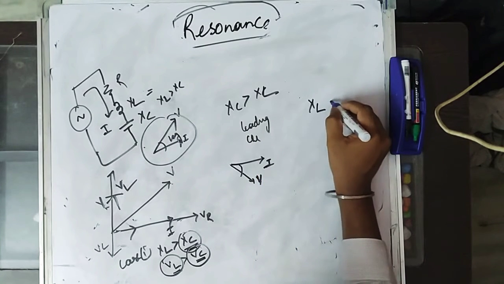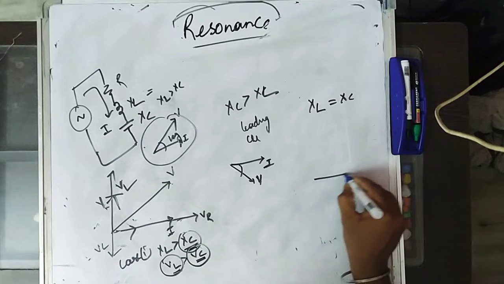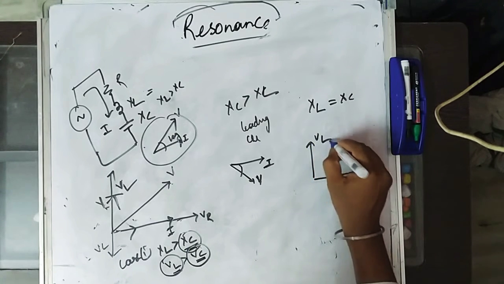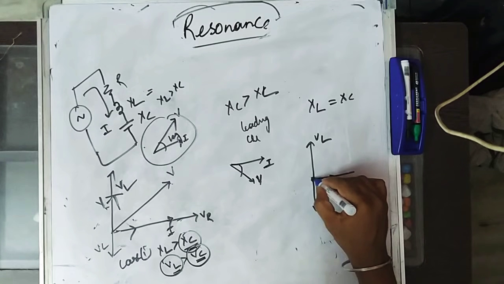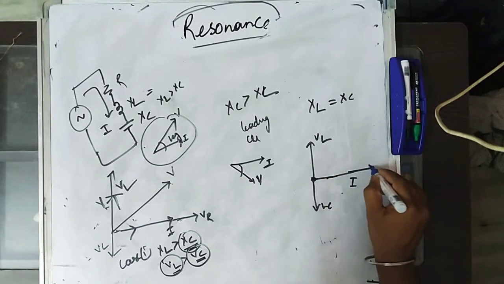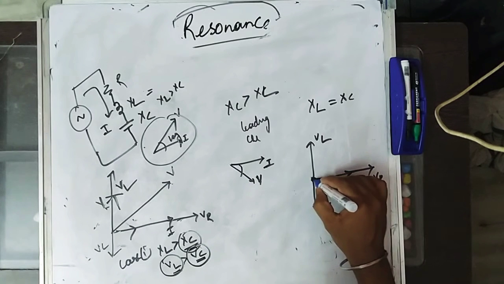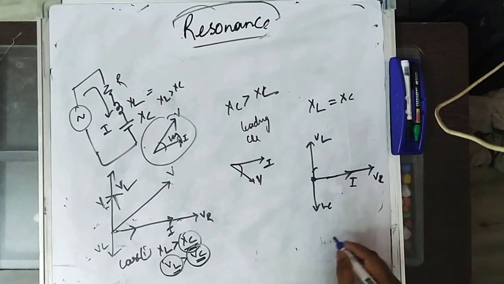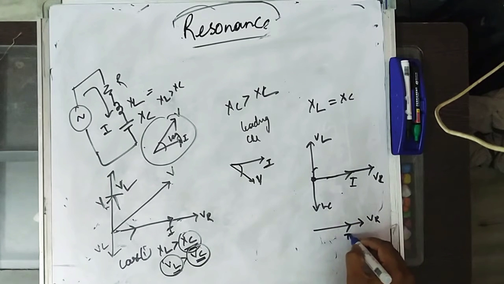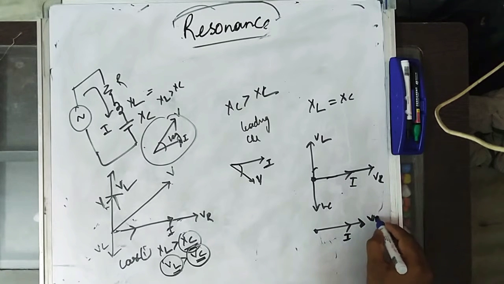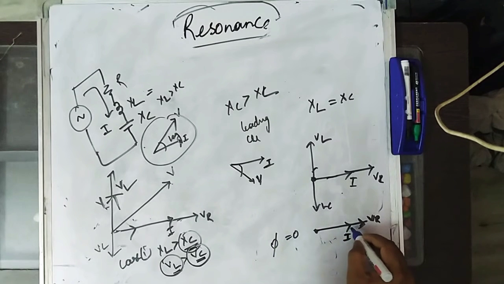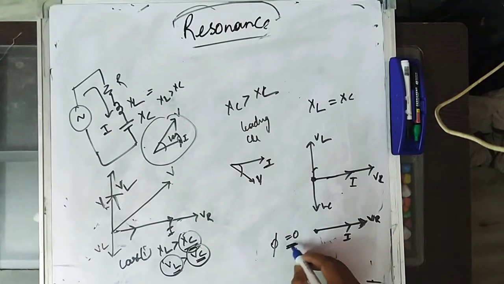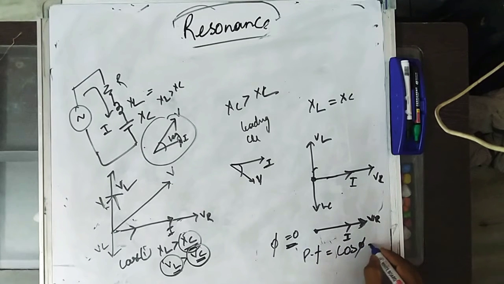When XL is equal to XC, what happens? The current is the base, voltage VL is equal to voltage VC, and we get VR here. The resultant of these two becomes a point here. This is VR, and I is in phase with VR. So phi equals 0; there is no phase difference. If there is no phase difference, then power factor is cos of phi, and cos of 0 is equal to 1.